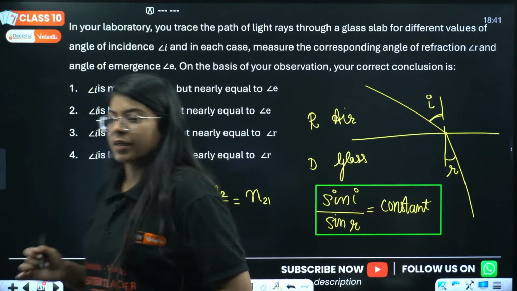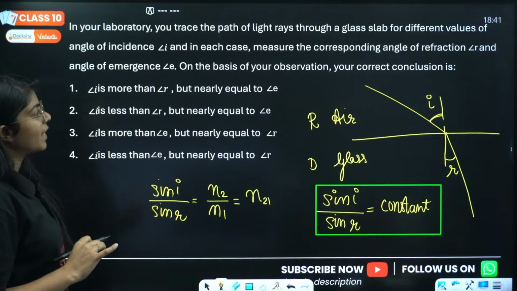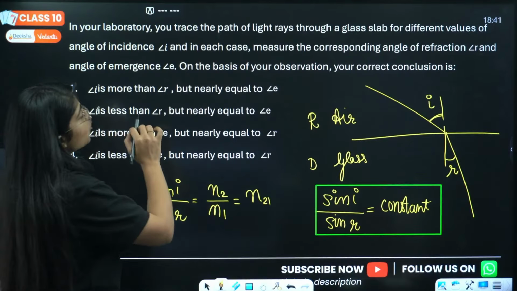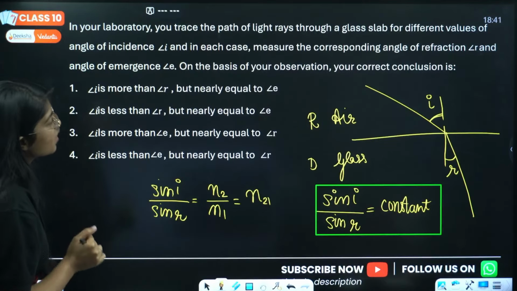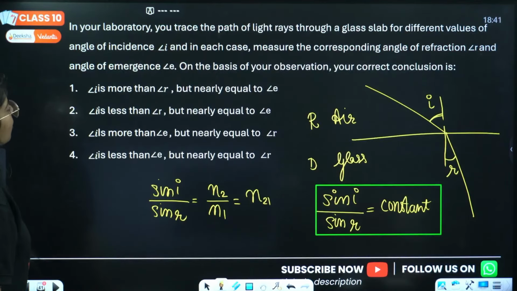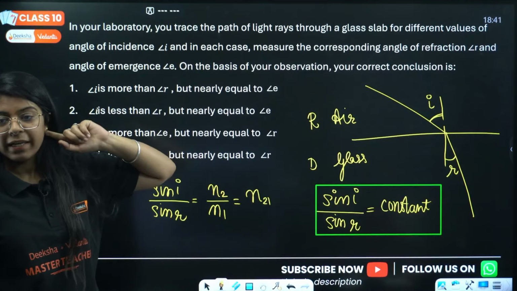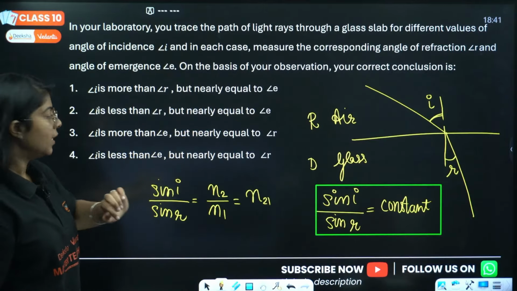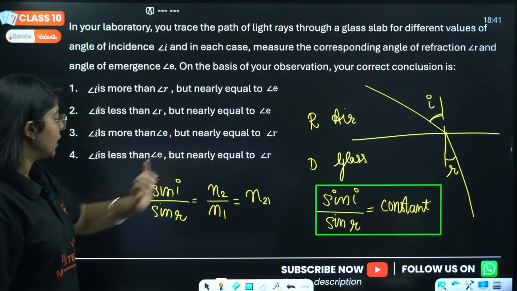Everyone, let's do the question now. In your laboratory, you trace the path of light rays through a glass slab for different values of angle of incidence. In each case, measure the corresponding angle of refraction and angle of emergence. On the basis of your observation, the correct conclusion is what? Angle I is more than angle R but nearly equal to angle E. Angle I is less than angle R but nearly equal to angle E. Angle I is more than angle E but nearly equal to R. Angle I is less than angle E but nearly equal to R.